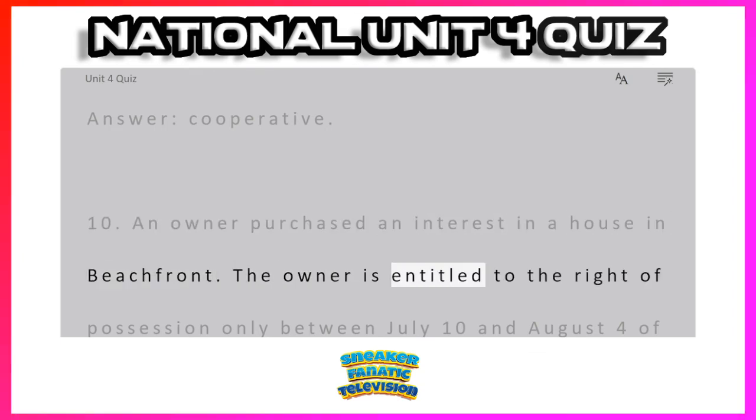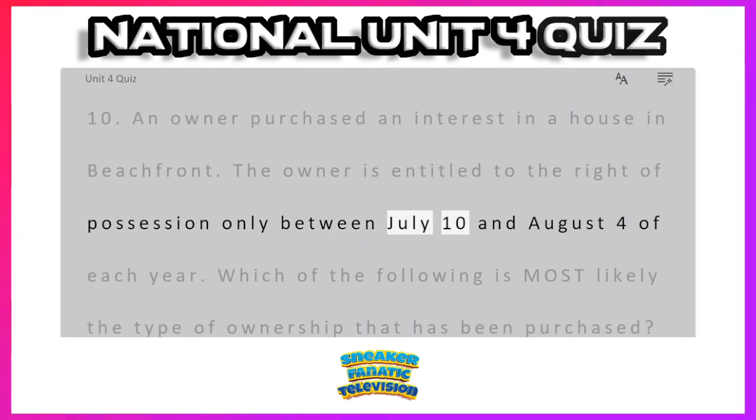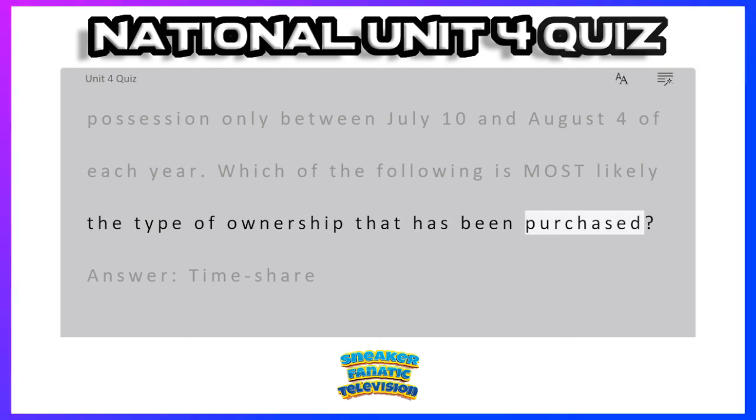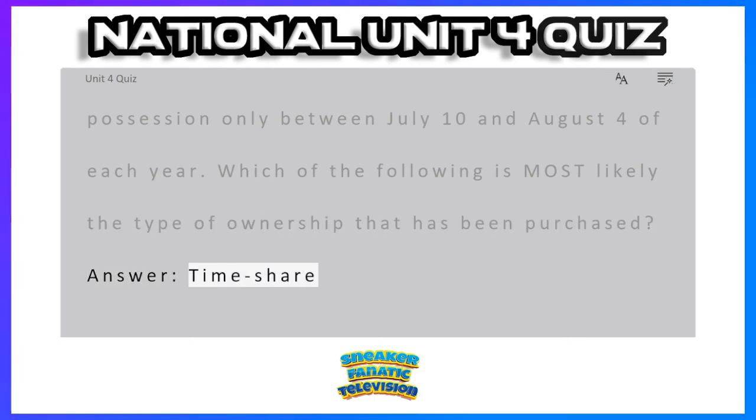The owner is entitled to the right of possession only between July 10th and August 4th of each year. Which of the following is most likely the type of ownership that has been purchased? Answer, timeshare.